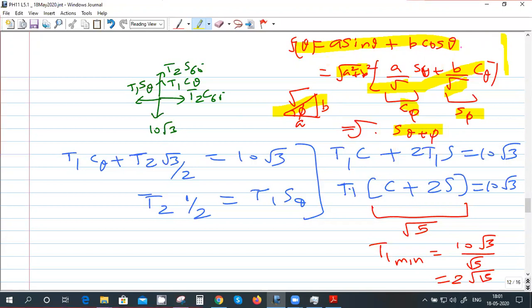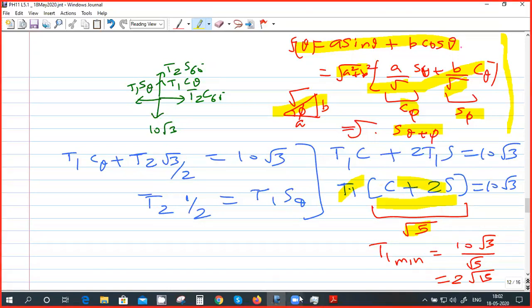So this is a standard thing you have to remember. Using that, we can write the maximum of this thing. Here a is 1, b is 2. So the maximum of this thing is root 5, that is, square root of a square plus b square. Is it clear? Root 5 is the maximum of this one. Yes? And T1 is minimum when this is maximum. So minimum T1 is this divided by root 5.